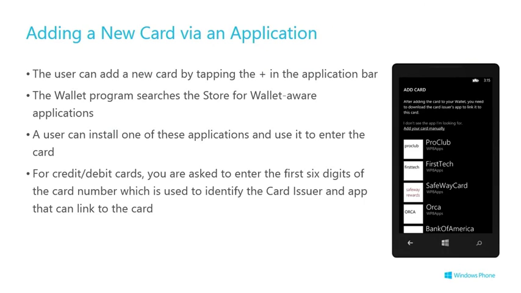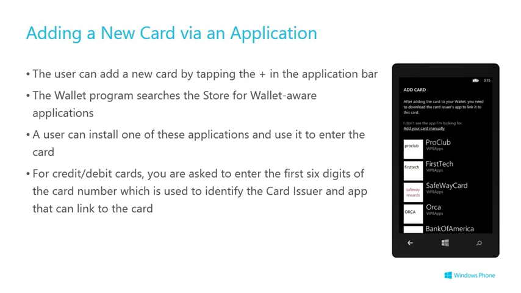So just add a new card. It's simple enough. As so often, there's a little plus sign in the application bar that Andy taught you how to build, and that's where you start adding your cards, and then it searches the Windows Store for wallet-aware applications, because you might add a card, for example a particular credit card.